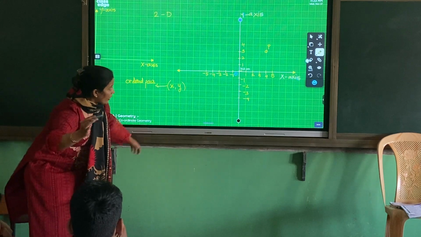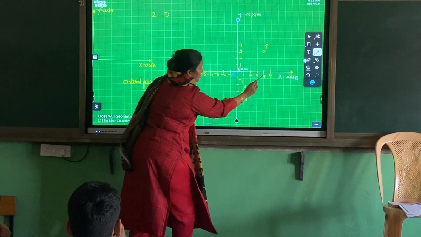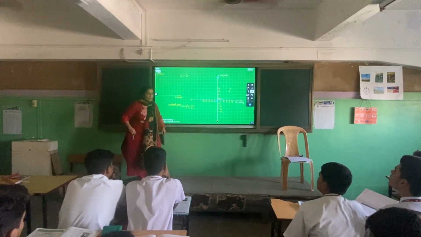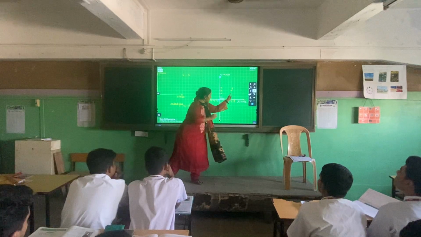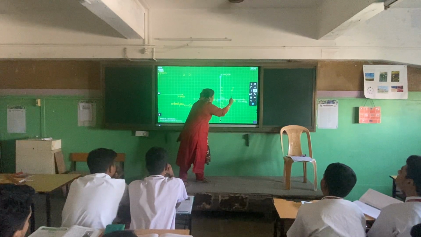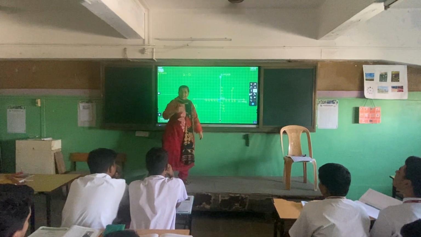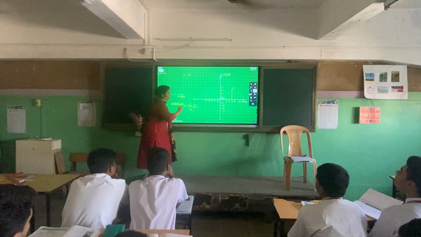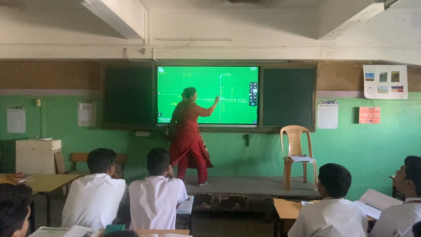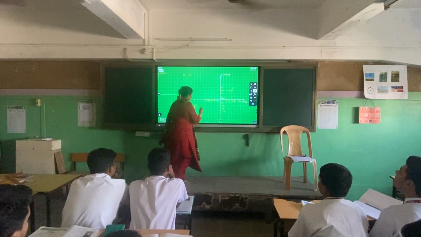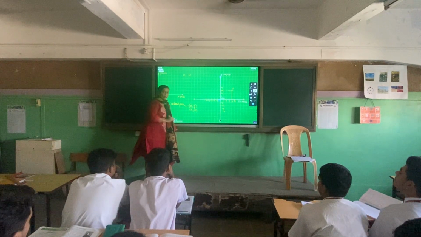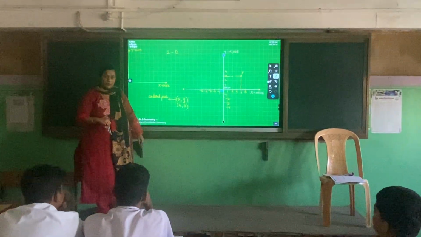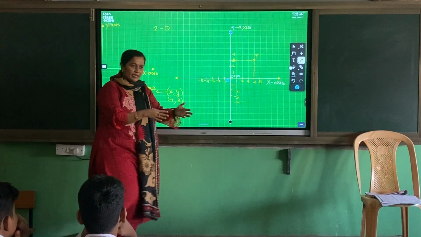One minute. Now see, when we are writing x, we have to look at the x-axis. Which point is on the x-axis? Where is it? 4. And on the y-axis, when we work on y-axis, it is minus 3. So the ordered pair for this point P is 4 comma minus 3. Did you understand?